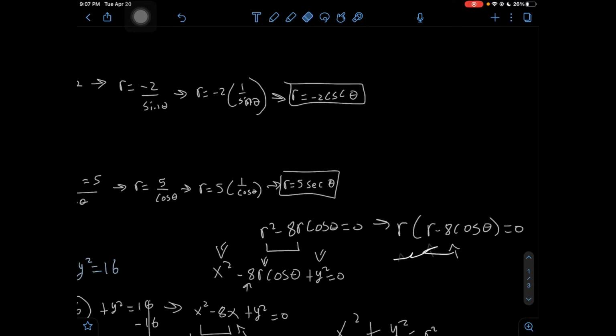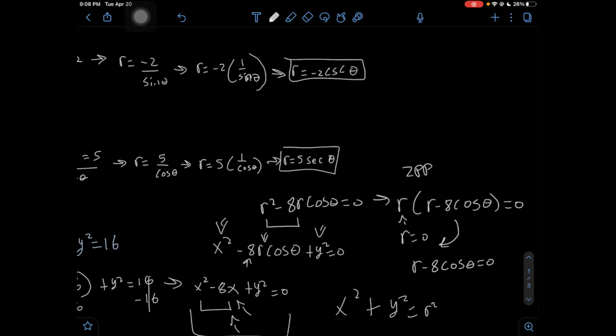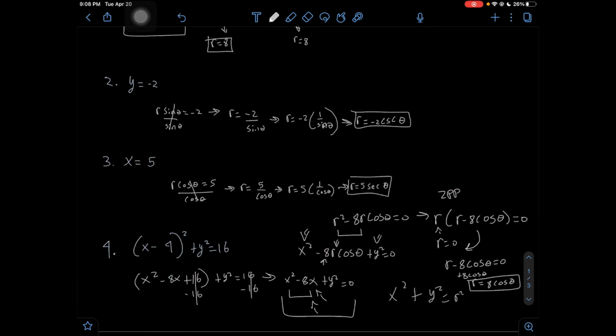Well, now what we can do is we can say that, hey, we're going to use zero product property. And we can say that r equals 0, and then we have r minus 8 cosine of theta equals 0. Now we just need to isolate for r. So we know r equals, add 8 cosine theta to both sides. r equals 8 cosine theta. And that's our answer for number 4.